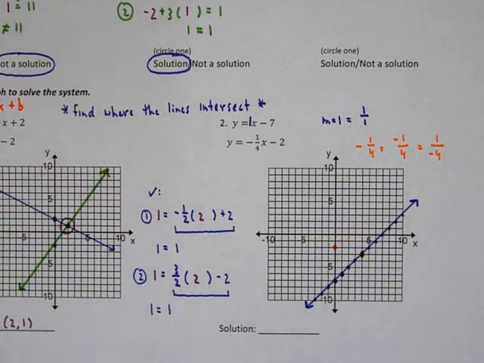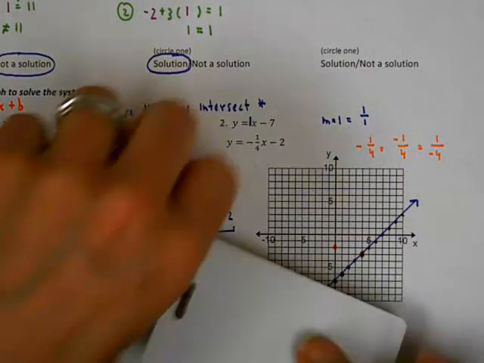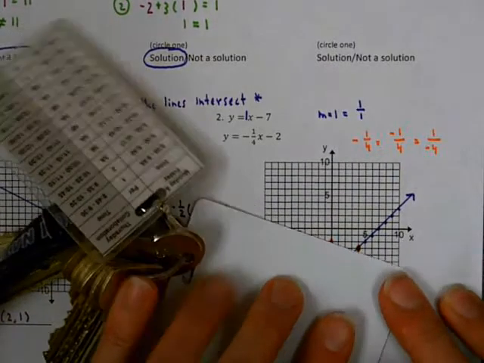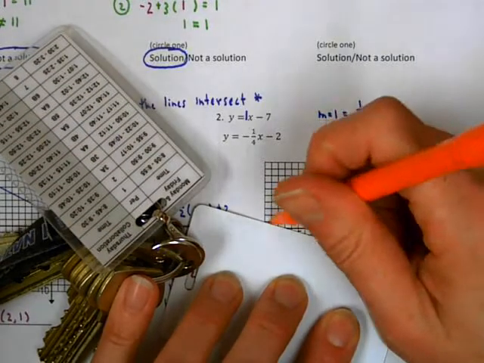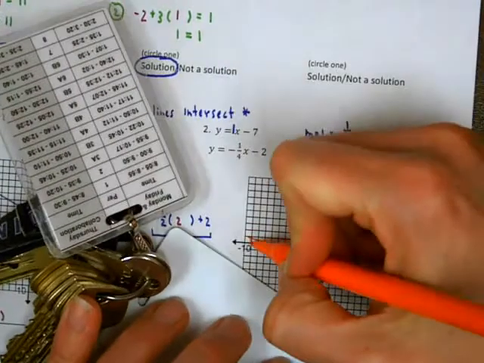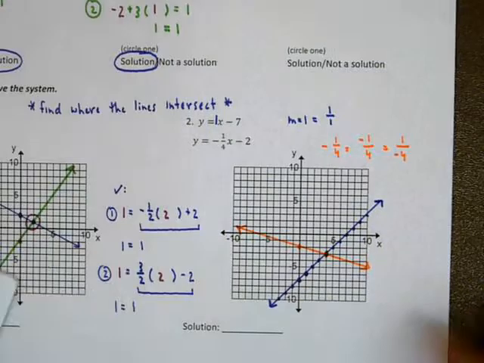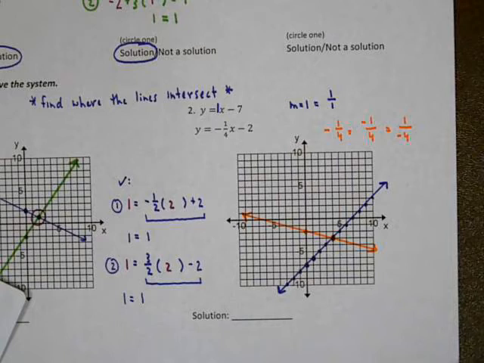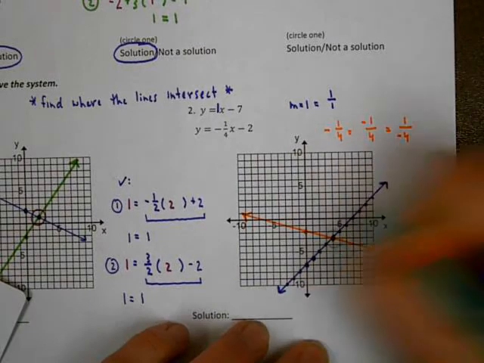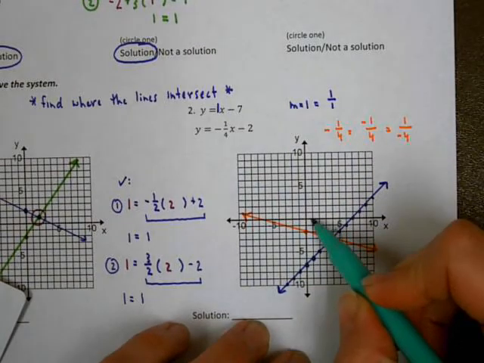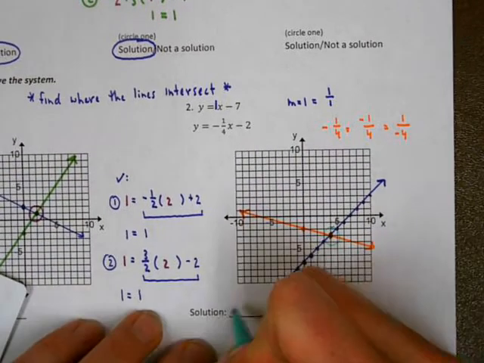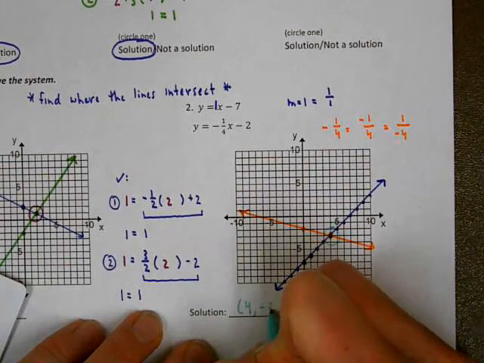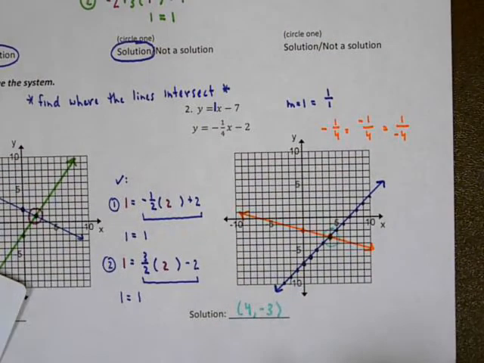Here, actually, I'm going to use my ID this time because it's a little easier to use as a straight edge. I'm still going to draw in my line, but now I can already see where that intersection point is. It's nice and clear. My solution is where those intersect, which is right here. So my ordered pair is 4, negative 3. And remember, again, it's super important to write that solution as an ordered pair.